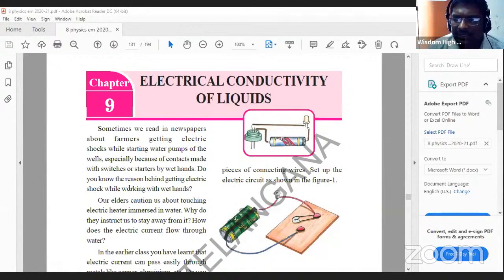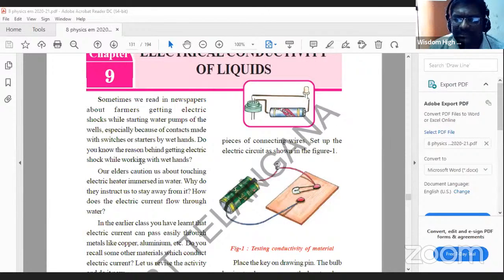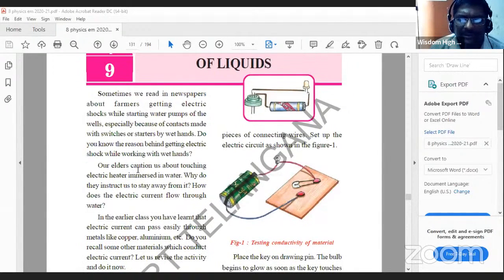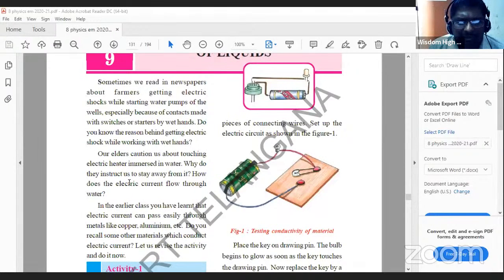Good afternoon, children. Once again, everyone, keep your AET Physics textbook with you. Once again, I am going to recapitulate electrical conductivity of liquids. Within this lesson, we are going to discuss water, conductors and insulators.